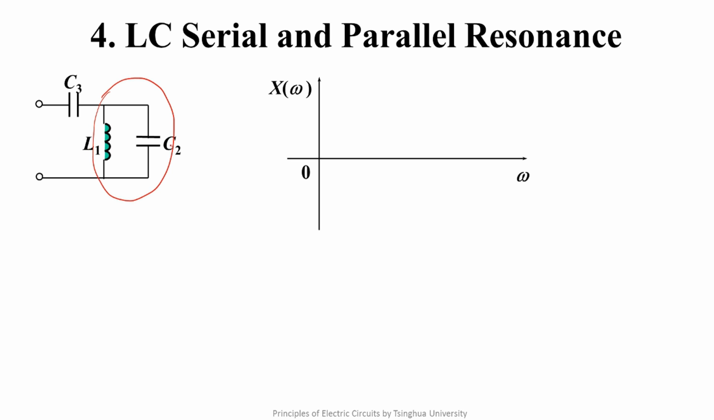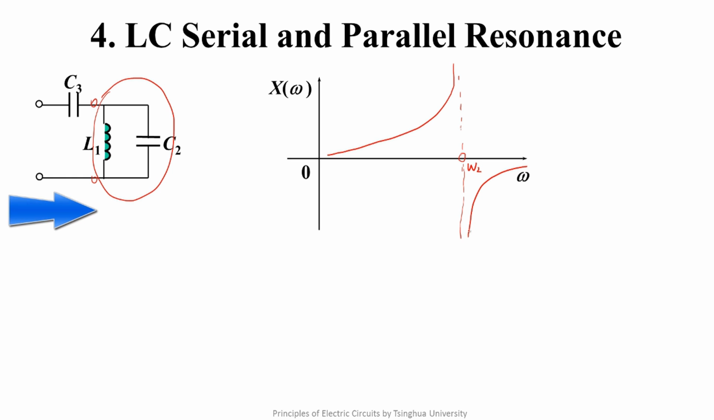When L1 and C2 have parallel resonance, it's an open circuit seen from here. So it's an open circuit seen from here too. The whole circuit has parallel resonance. The reactance characteristic of the L1C2 parallel resonant circuit is like this. The parallel resonant angular frequency is omega 2.